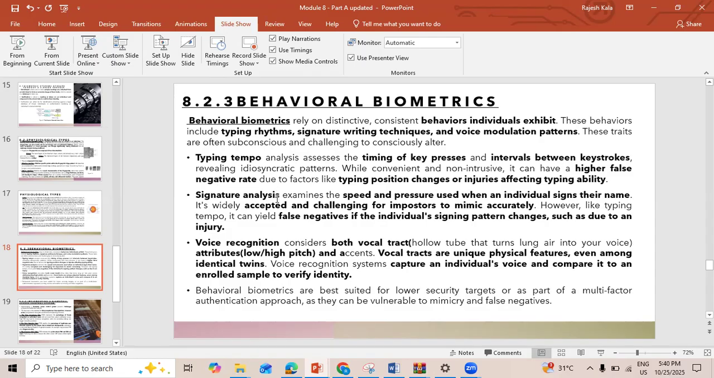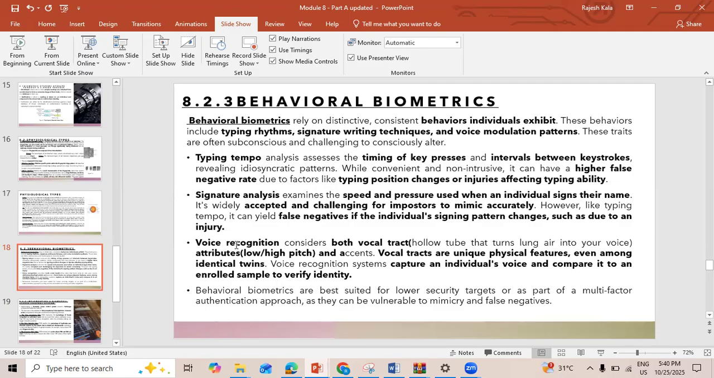Signature analysis, as I told you, means the speed and pressure you apply to put your signature is widely accepted. It's difficult for imposters or attackers to mimic it. There are specialized people who forge someone's sign, but usually you cannot duplicate that. There will also be false negatives. False negative means you are the one who put your signature, but the system will not accept it. Why? Due to an injury, I cannot use my pen and cannot put my signature properly. Here, due to injury, I cannot sign properly.